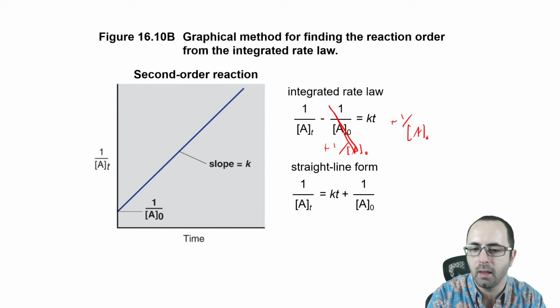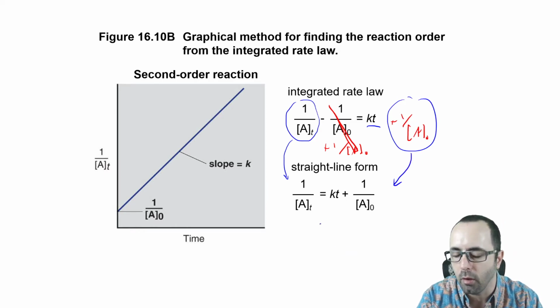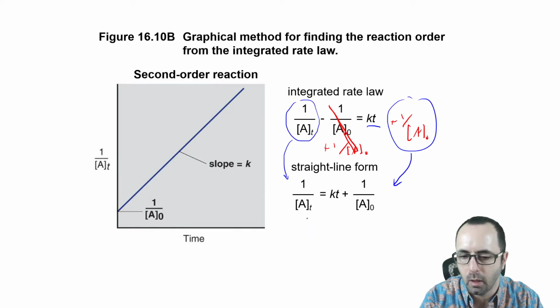So here, all we have left is just 1 over the concentration at time t. On the right side, we have kt, and we have 1 over the initial concentration. And this is also in a linear form.